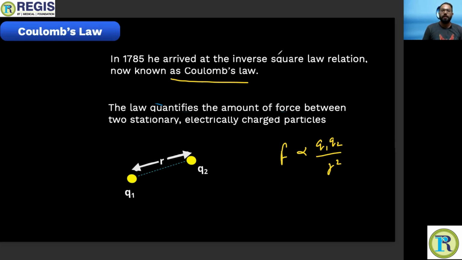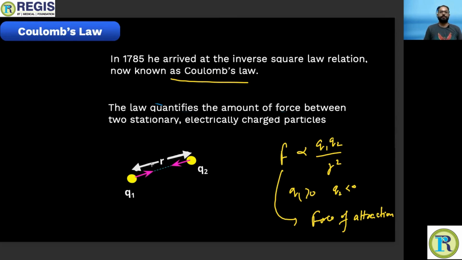Now, let's suppose Q1 is positive and Q2 is negative, then this force will be a force of attraction, and vice versa. Let me give another example. If Q1 is positive and Q2 is negative, they will attract each other like this. So this is Coulomb's law of force between two charged particles.